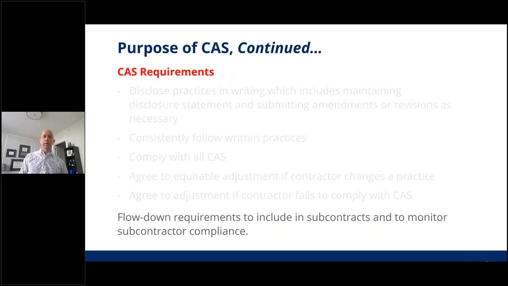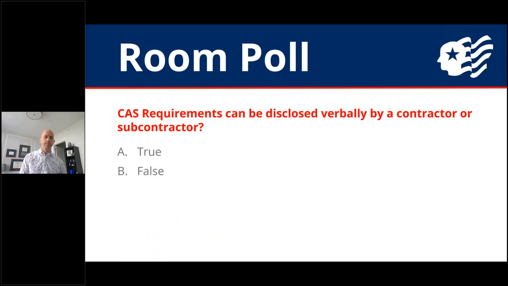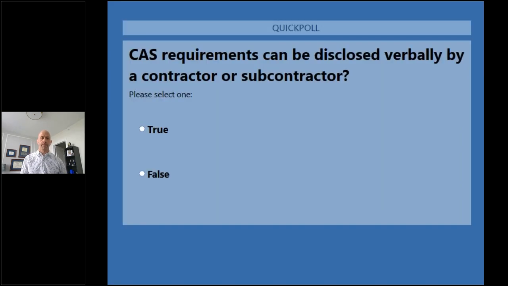All right, Liz, another one of our random polling questions here. All right, sounds good. So this next poll is, I had to abbreviate this: Cost accounting standards requirements can be disclosed verbally by a contractor or subcontractor. True or false? Everyone's getting their responses in very quickly, so that's fantastic. We'll give it about 5 more seconds here before we close the poll.